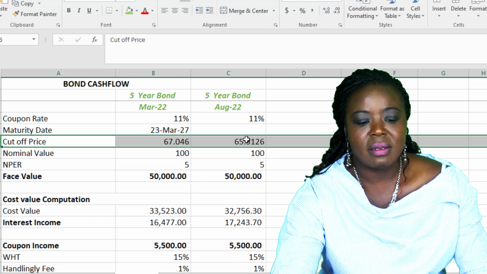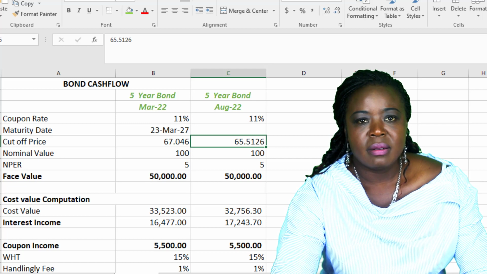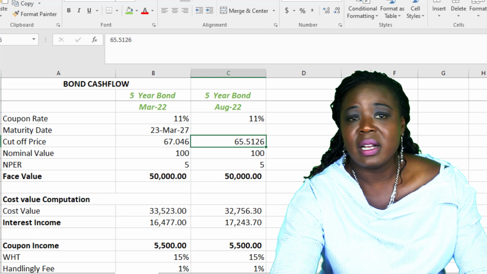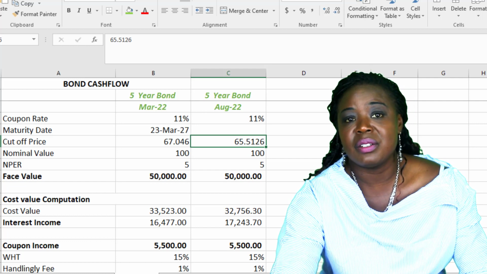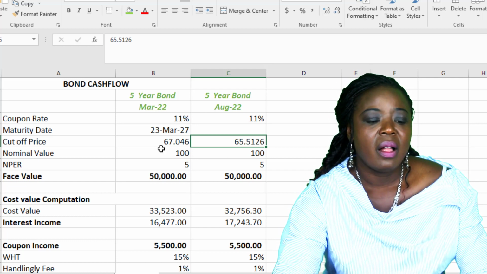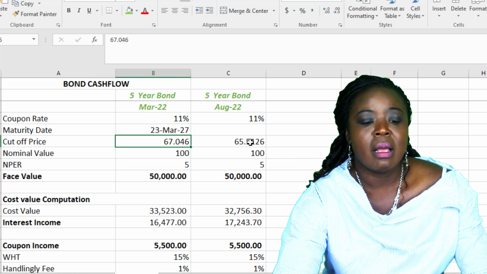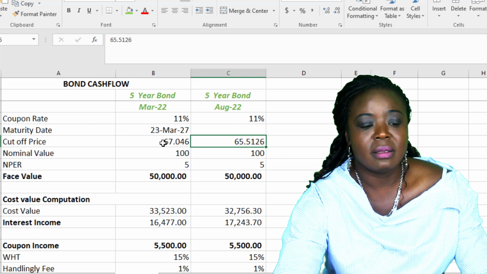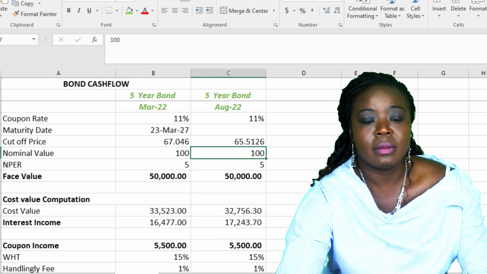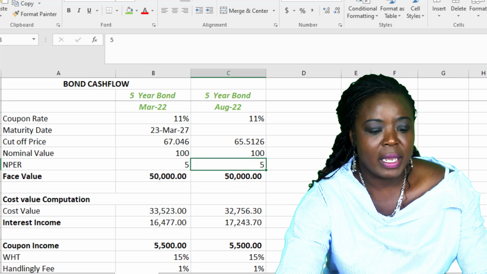Remember, the August 2022 yield rate is more. As a result, the cutoff price is low. It's got an inverse relationship. The March 2022 cutoff price is 67.046. The August 2022 cutoff price is 65.126. The nominal price is 100 kwacha, doesn't change. The number of periods is 5.